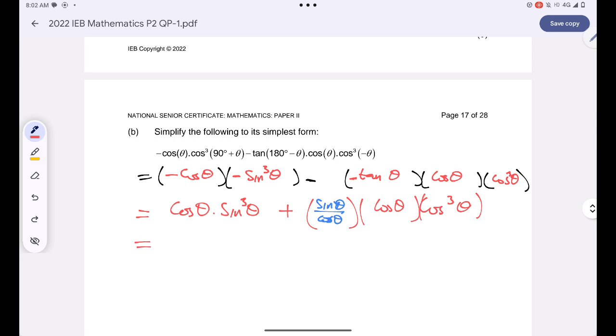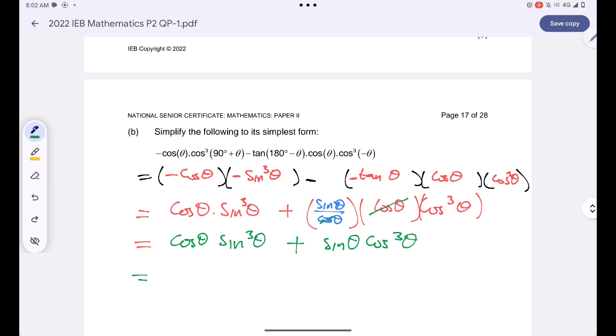Now I have everything in terms of sine and cos. Are you together? I can cancel the ones that need to be cancelled. This will cancel this one. I know that I'll be left with cos theta sine cubed theta plus sine theta cos cubed theta. I can take out a common factor here.